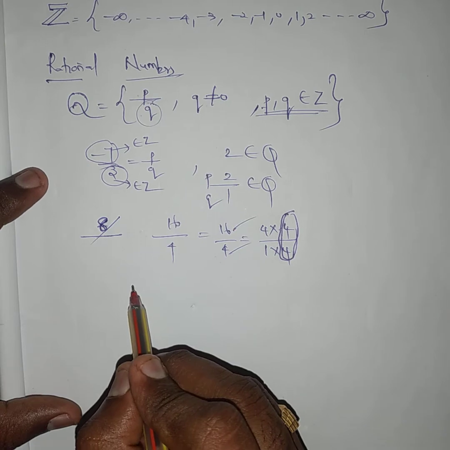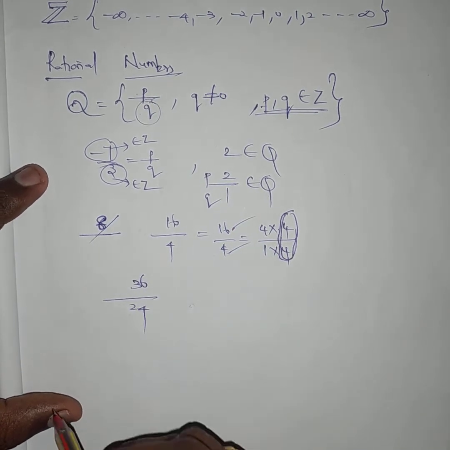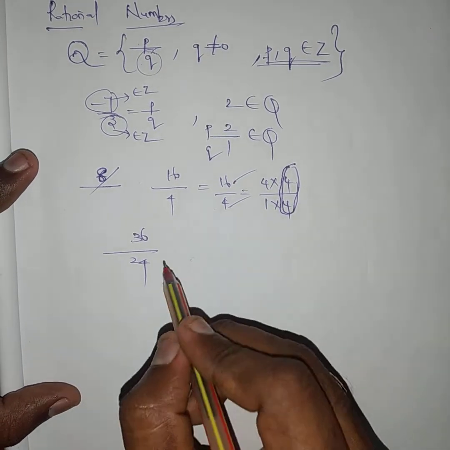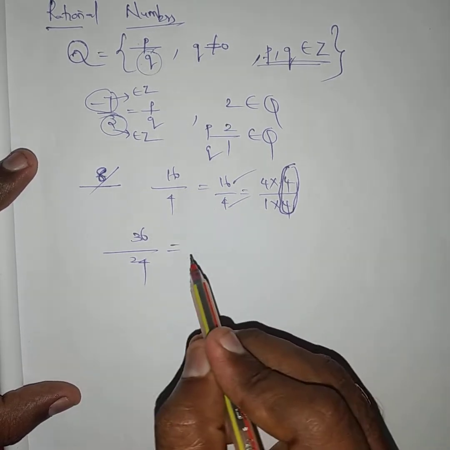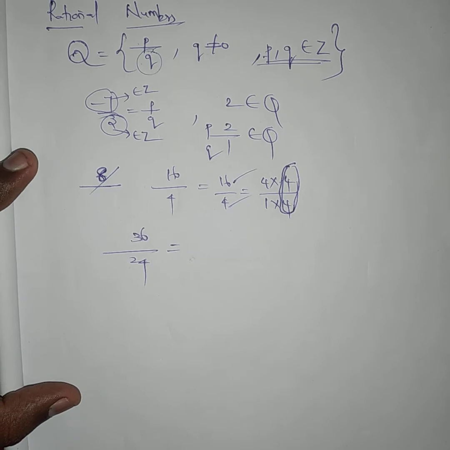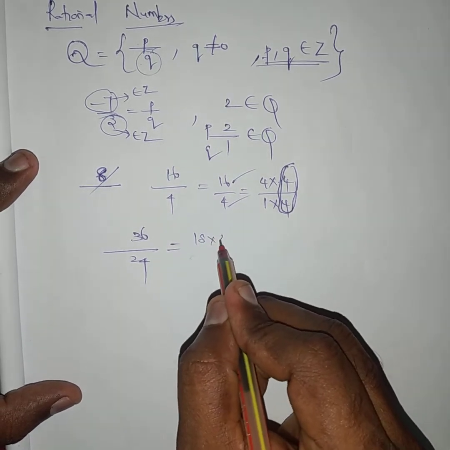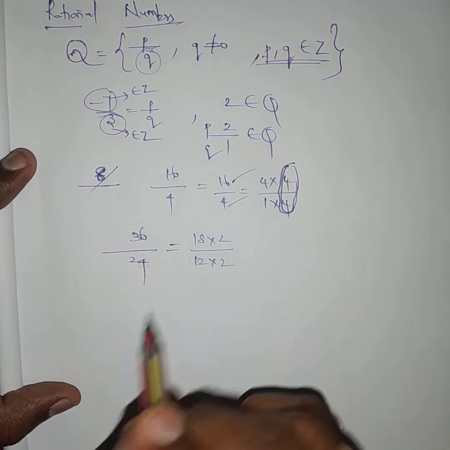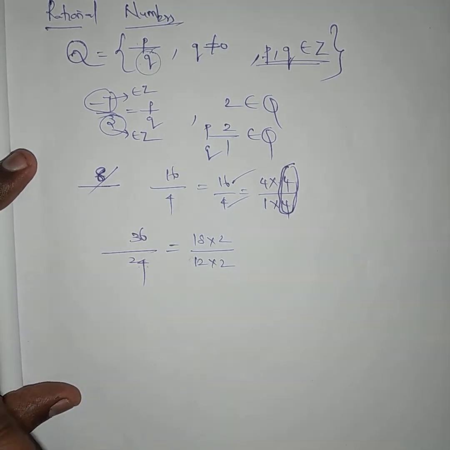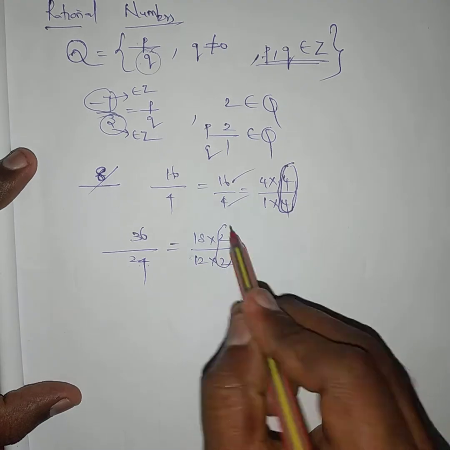Another best example, if I am going to teach, is nothing but 36 by 24. A very easy example. It has many common factors, but I am going to take one of the common factors, nothing but 18 into 2 over 12 into 2. 36 by 24 is not a rational number, because it has a common factor 2.